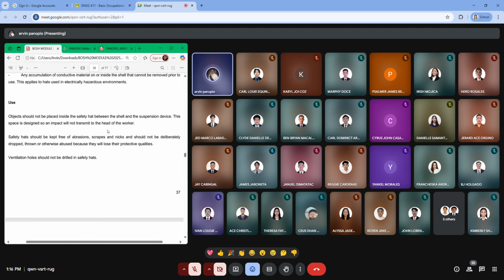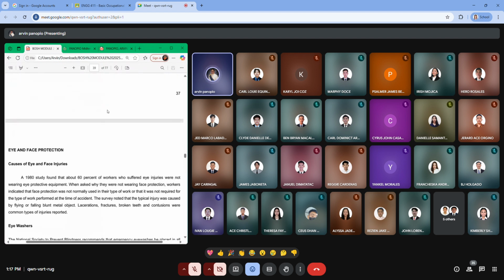No object should be placed inside a safety hat between the shell and the suspension device. 'Di ba may space nga doon before that surface of the hard hat. So, bawal magtago ng kahit anong bagay doon. And safety hats should be kept free of abrasions, scrapes, and nicks, and should not be deliberately dropped, thrown, or otherwise abused because they will lose their protective qualities. And the ventilation should not be drilled in the safety hats.